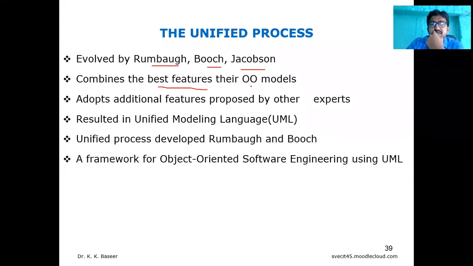The main objective of this unified process model is that it combines the features of object-oriented models. All the different models, whatever we have in Java, all the features of Java and object-oriented, will be combined here. In addition, it adopts other features proposed by different experts. When we do the case studies from week 3 to the last weeks, we'll see all these features with the help of UML.